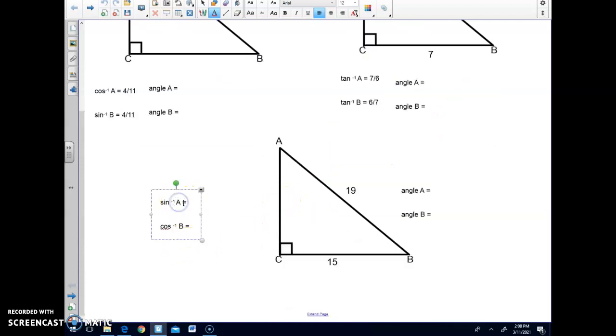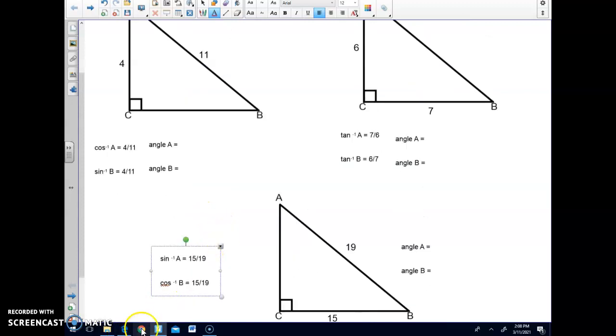And then finally, the sine of A is opposite over hypotenuse, which is 15 over 19. The cosine of B, and I'm using cosine because now I have the adjacent side and the hypotenuse, is 15 over 19. So notice right here and right here, you end up with the same fractions. But what angle goes with what trig function matters very much. In this bottom one, the side opposite angle A was given, so that's why it's sine of A. Here, the side adjacent to angle B is given, so that means we're going to use cosine.